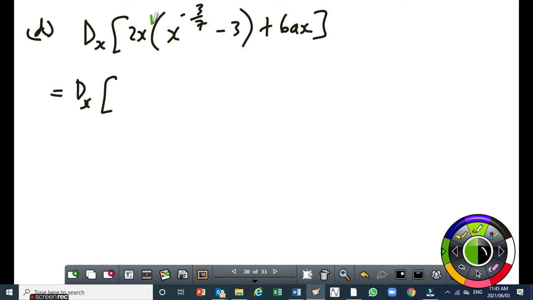I'm using the first law of exponents. If you are multiplying bases that are the same, you add the what? The exponent. So this 1 here will be added to minus 3 over 7. So that would be like 7 over 7 minus 3 over 7. So you get 2x to the power of 4 over 7. If you are looking outside there, you will miss it. Minus 6x plus 6ax.